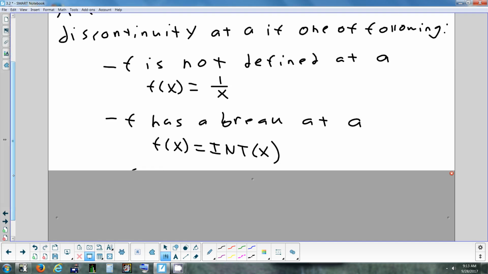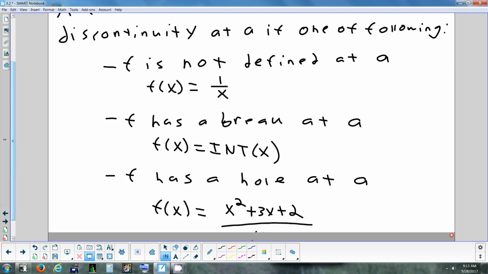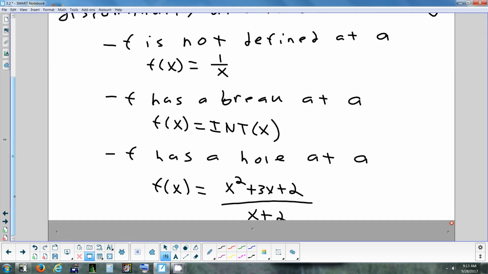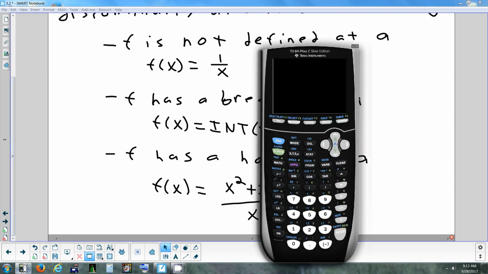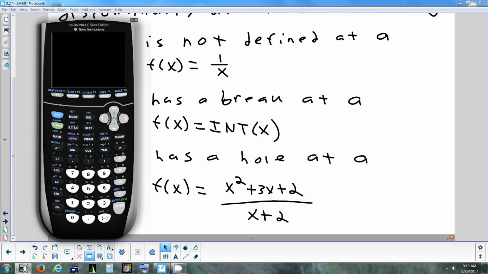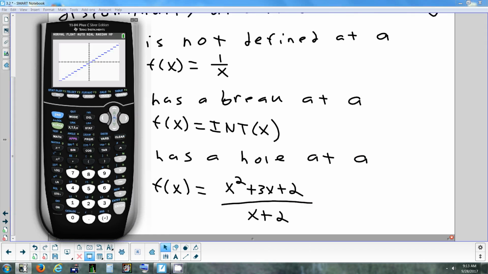So you can have an undefined value, you can have a break, or you can have a hole in your graph. And a hole in the graph is the trickiest one to see, because if you just look at a picture, it's not even going to look like it's there. When we say a hole in the graph, we mean a hole that's infinitely small. So let me graph this and show you what it looks like.